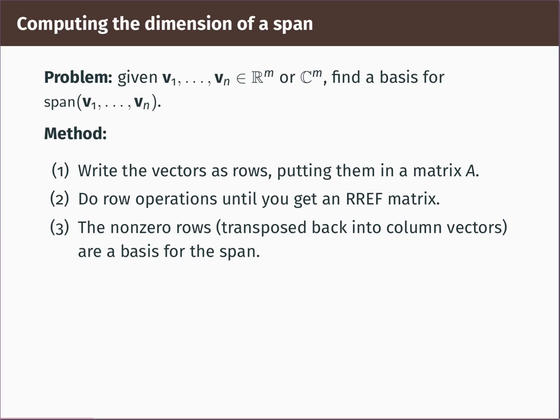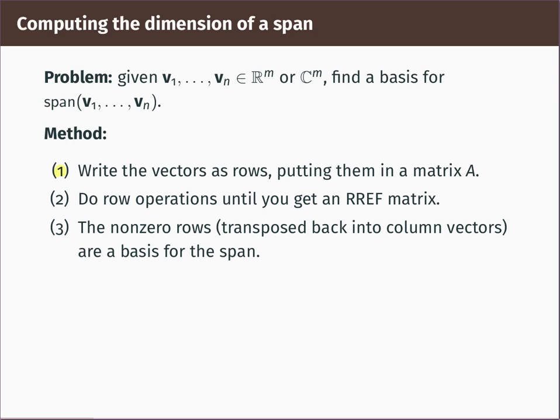So here's the statement of the problem. You are given some vectors v1 up to vn belonging to R^m or C^m, and your task is to find a basis for the span of those vectors. Of course, once you've found a basis, you can then find the dimension, because the dimension is simply the size of the basis. The method we're going to use is as follows.